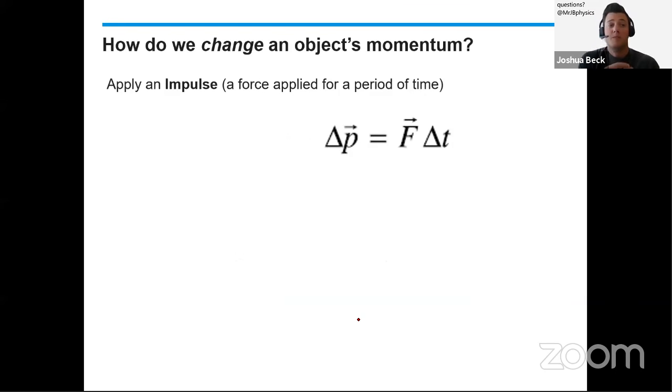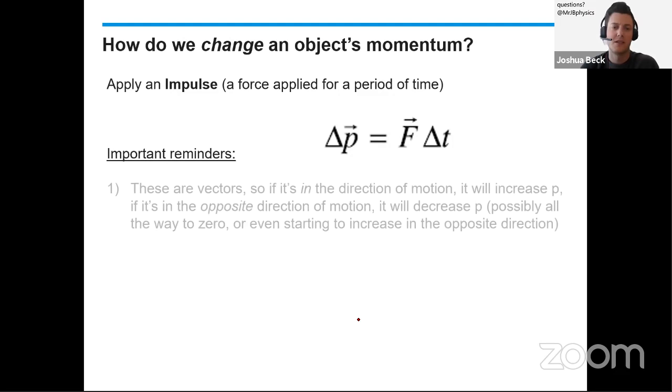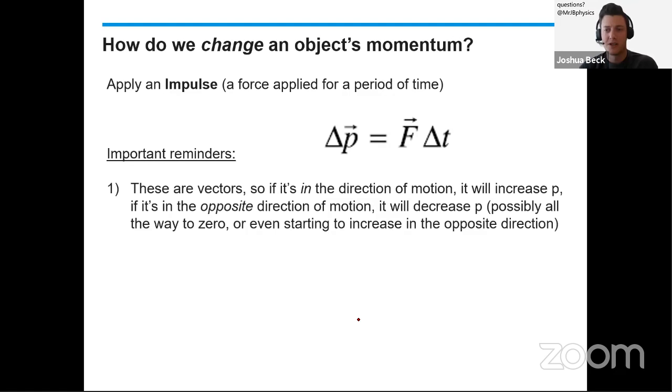Now, the momentum of an object can change. We can change the velocity of an object a variety of different ways. So how do we change something's momentum? Well, we call that an impulse, and we apply a force for a certain period of time. Now, a few quick reminders about impulse. I don't want to get too far into this, but a few reminders. You can screenshot this slide once I finish these three reminders if you want to go back and look.